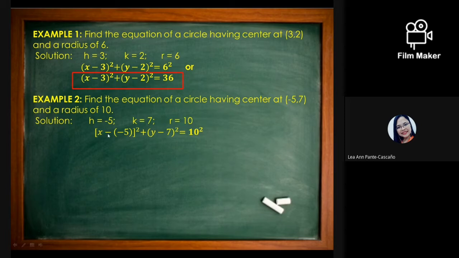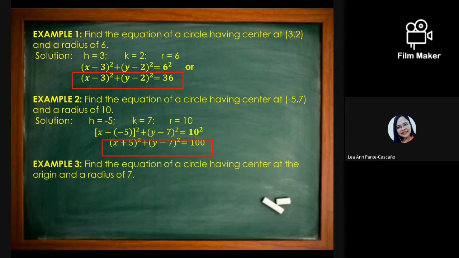Simplify, negative times negative is positive. So you have now (x plus 5) squared plus (y minus 7) squared equal to 10 squared, which means 10 times 10. So 10 times 10 is 100. So that will be the standard form.